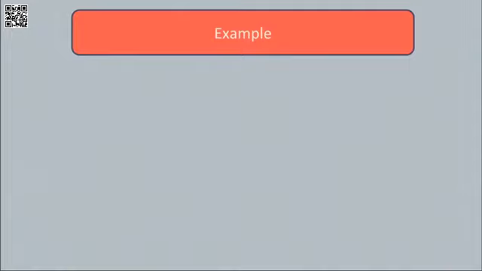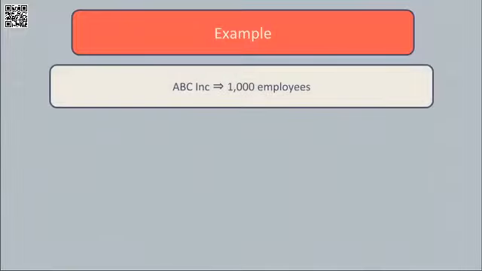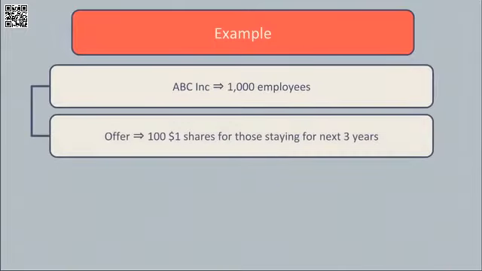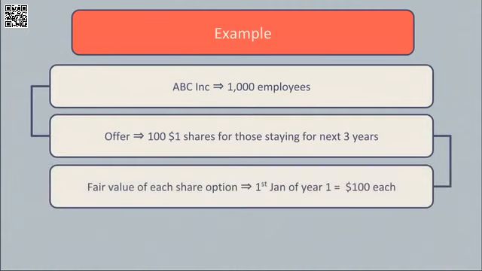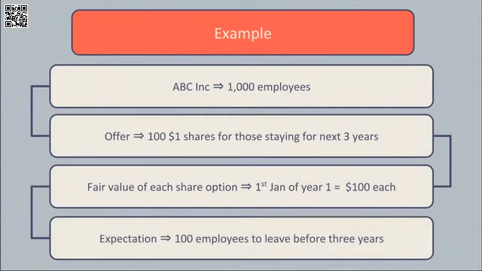Let's do an example so you can see how it's recorded year on year. ABC Incorporated offers its 1,000 employees $101 ordinary shares for those who stay for the next 3 years. The fair value of each share option at 1 January year 1 is $100 each. They expect 100 employees to have left before the 3 years are up, and they will lose their rights to shares.